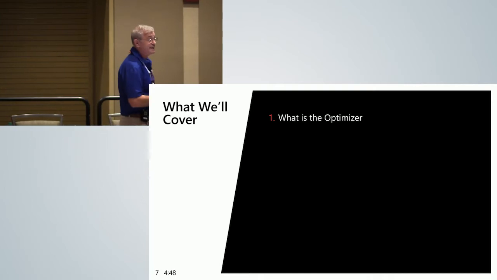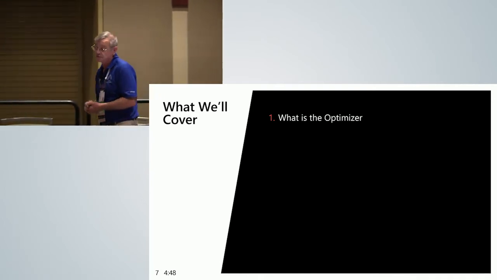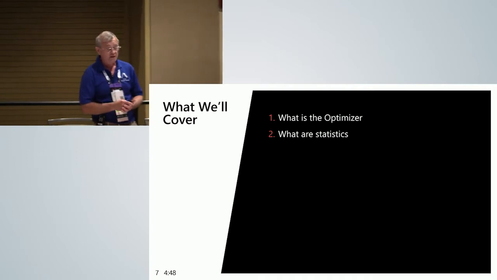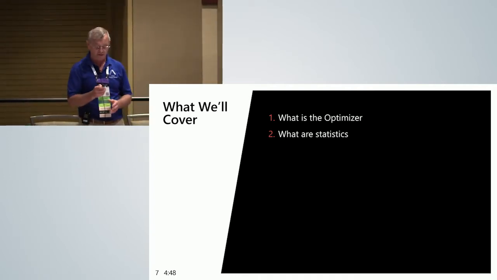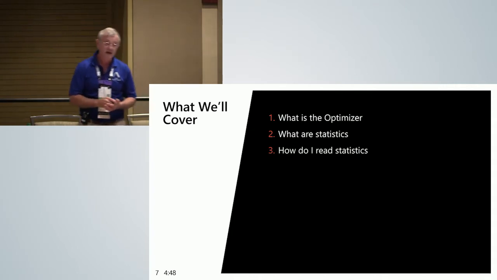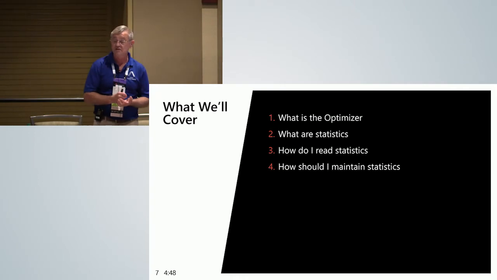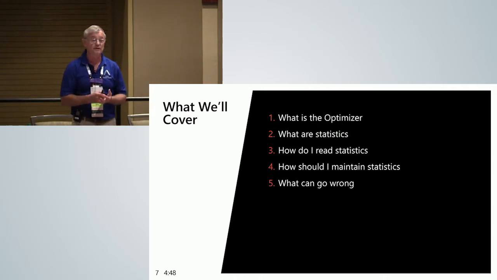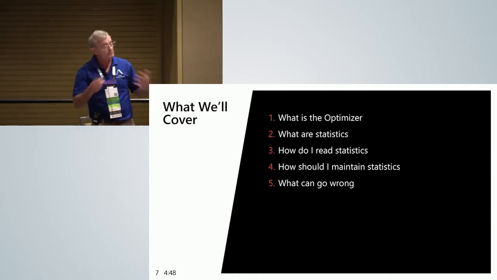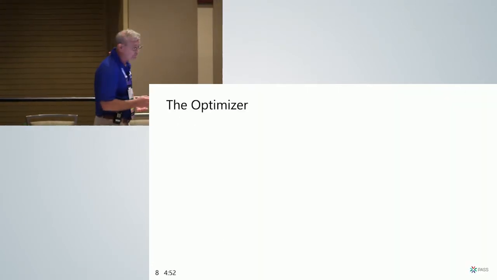So we're going to talk about what is the optimizer, and that's so important because the optimizer uses the statistics. What are statistics? We'll go into some detail, primarily the histogram. How do I read them? Multiple ways. How should they be maintained, updated? Multiple ways. And what can go wrong? I've got a couple of things very clearly demonstrating how things can go wrong within statistics.